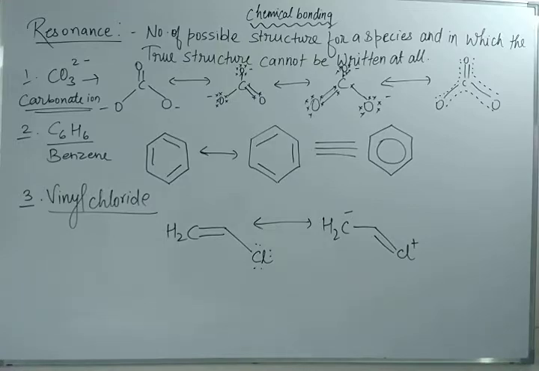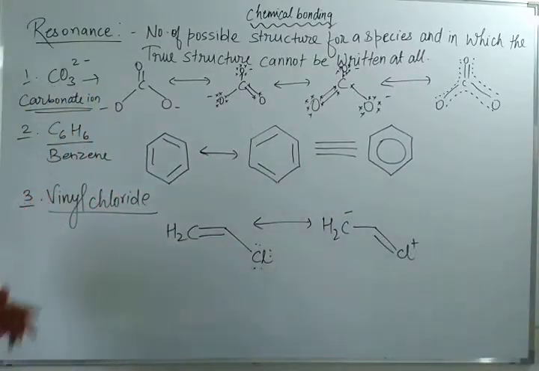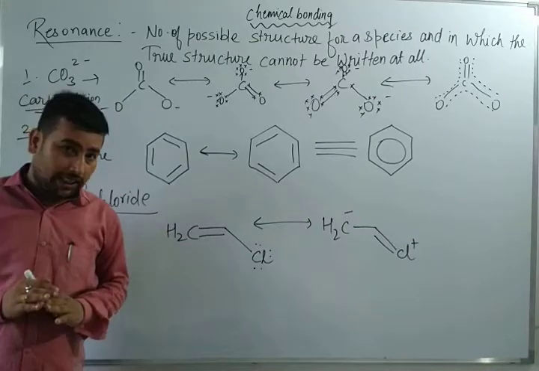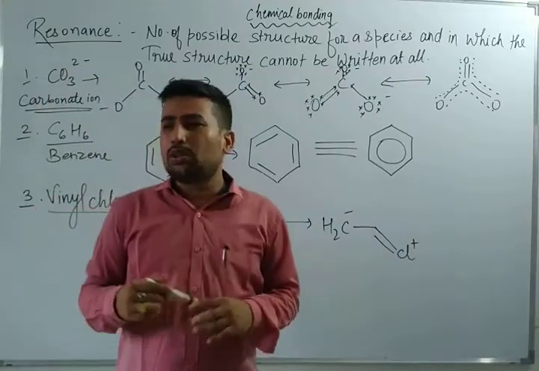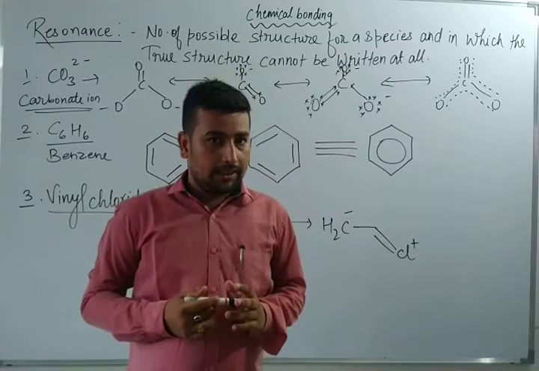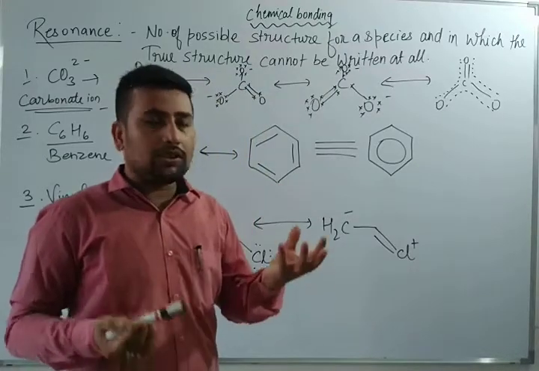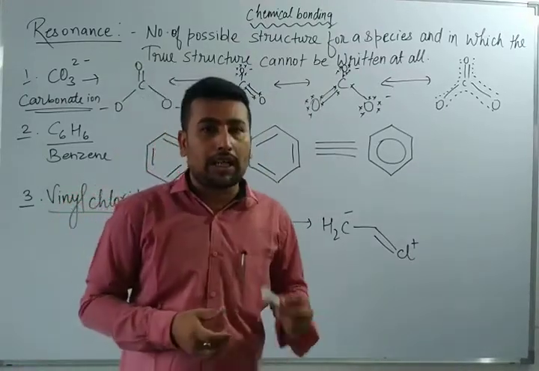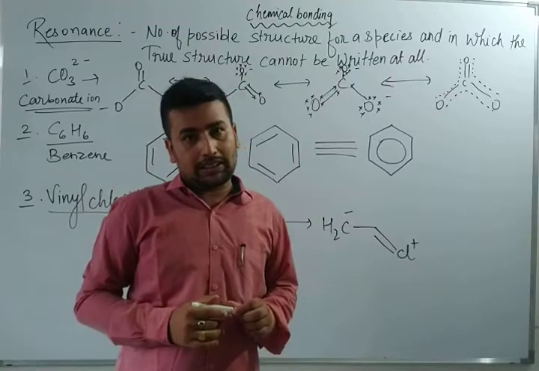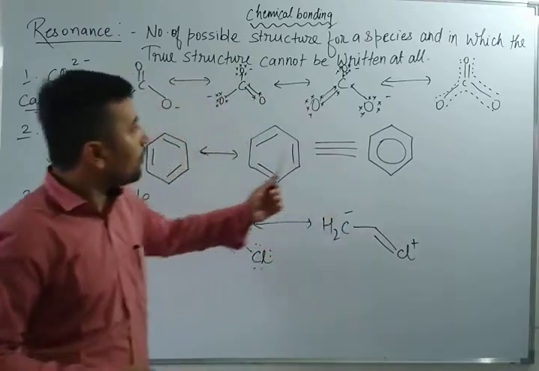So here on the board you can see I have written about resonance. What is resonance? The number of possible structures for a species or a molecule or a compound, in which the true structure cannot be written at all. As I have already told you, a true structure of any compound can't be drawn because electron is a dynamic particle. It starts shifting, as the nucleophile or electrophile element or compound is there. Electrons start shifting from one atom to another atom. So that's why it's not possible to draw a true structure of any species. So that's why the number of possible structures is called resonating structures.